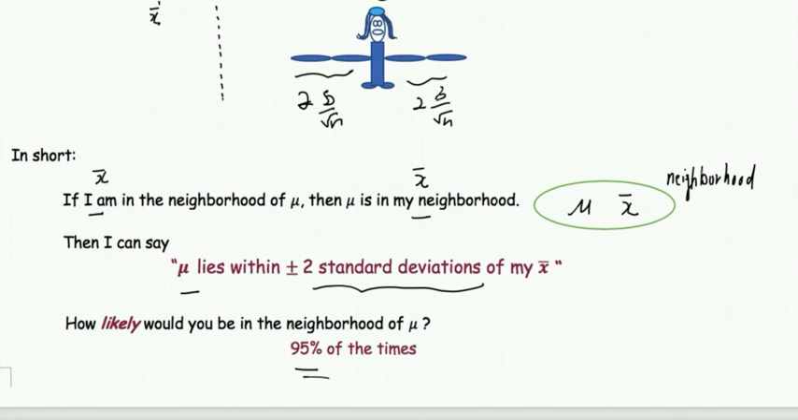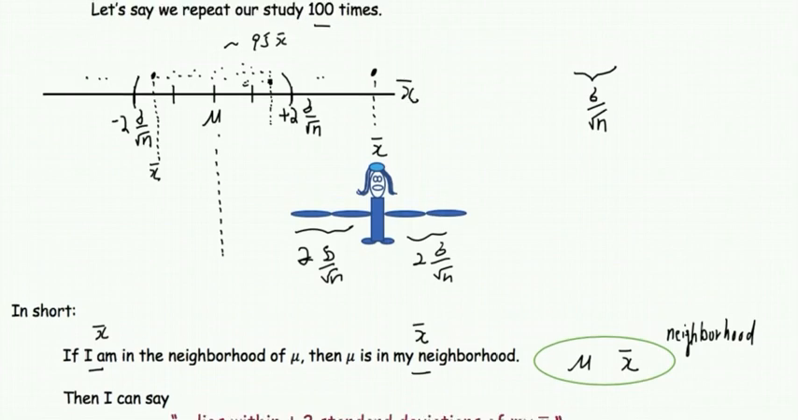95% of the time. So if my sample mean is so unlucky that it's so far from mu, outside the neighborhood, then mu is too far. Mu will be here, and I cannot, so there's a gap here. There's a gap here. I cannot capture mu.